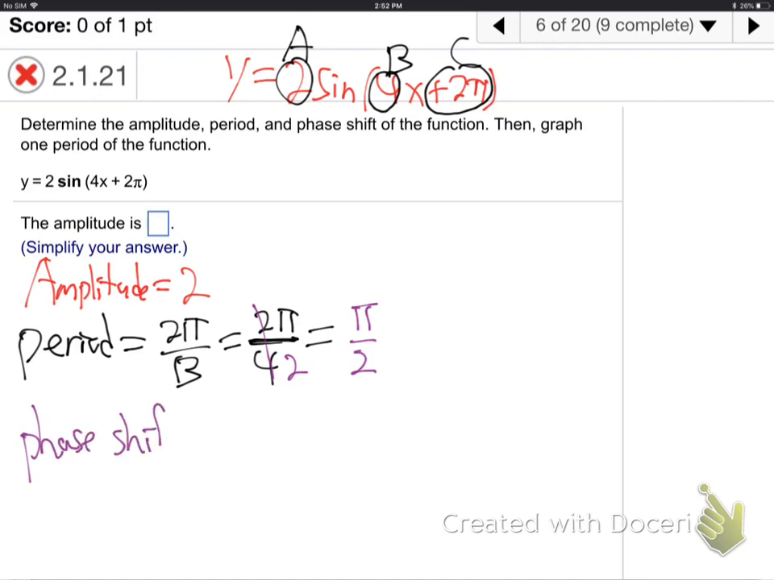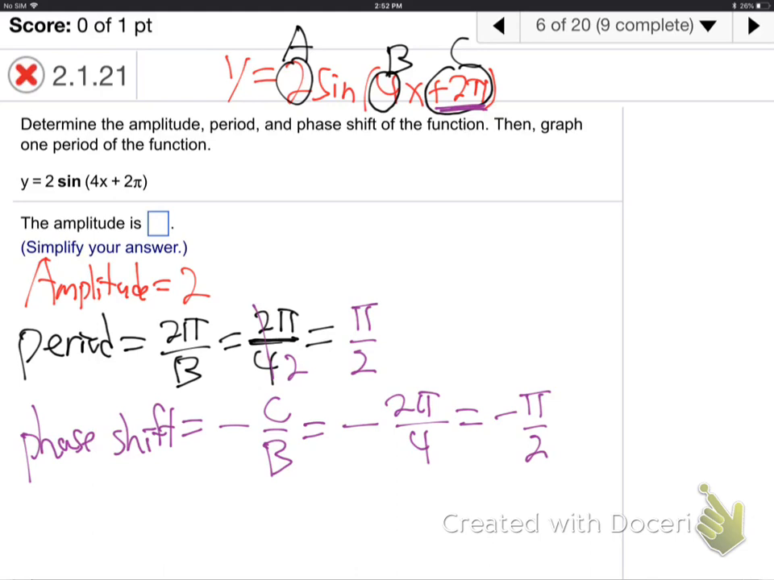So the phase shift is negative c over b, right? Negative c over b. So that's negative c. What's c? The whole 2 pi. Like Ani was mentioning, it's the whole 2 pi. And b is 4. So it's negative pi over 2. So these reduce. Yeah, negative pi over 2. Is that making sense? See how I'm coming up with those different pieces?